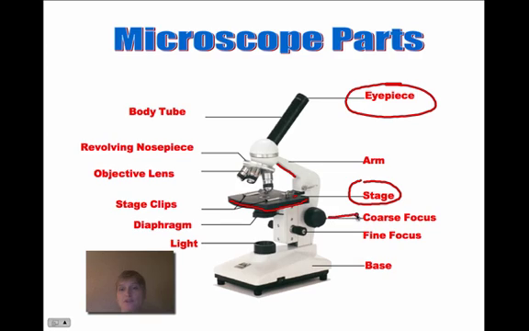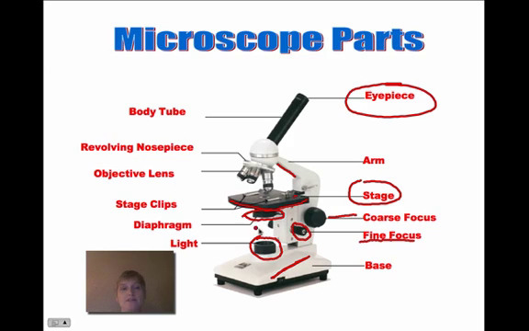And the coarse focus, this large knob right here, is how you move the stage up or down. And then the fine focus is this smaller knob here. And you won't want to use the fine focus until you have the coarse focus adjusted. All right, the bottom part here is the base. This is the light. And so sometimes you have to adjust the light diaphragm, which is up here.